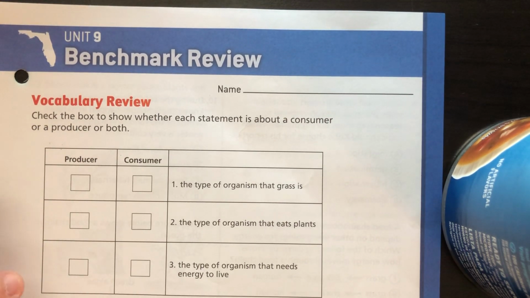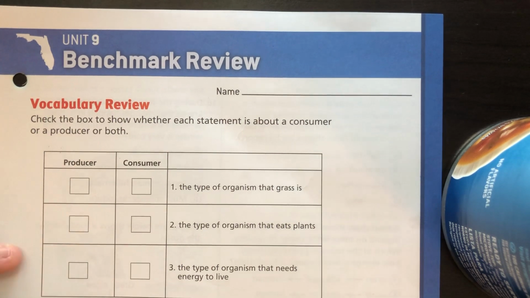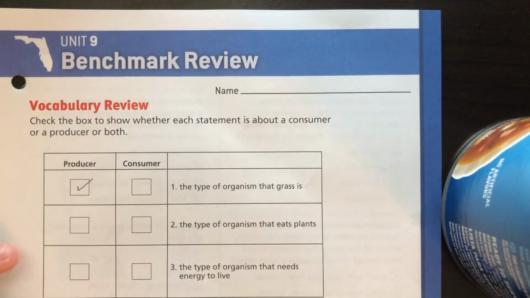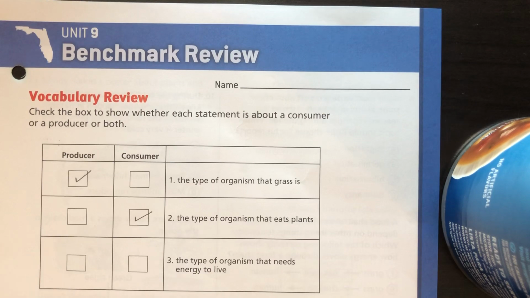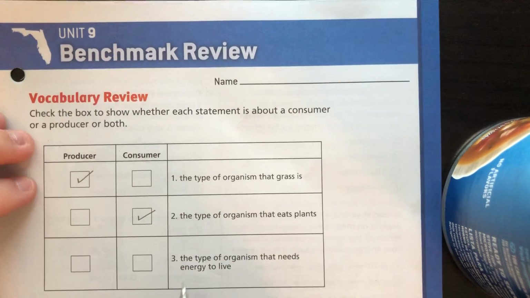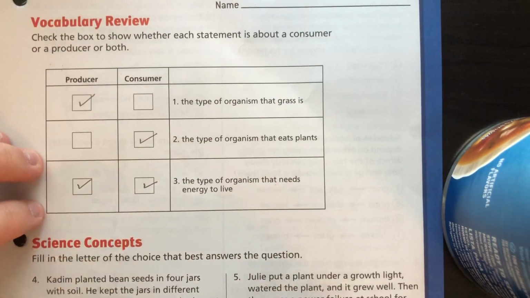So what is the type of organism that grass is? Grass is a producer because it makes its own food. It produces its own food. The type of organism that eats plants, that would be a consumer. It needs to eat something else because it doesn't make its own food. It consumes it. It eats it from something else. The type of organism that needs energy to live, that's both of them. Both producers and consumers need energy in order to live.